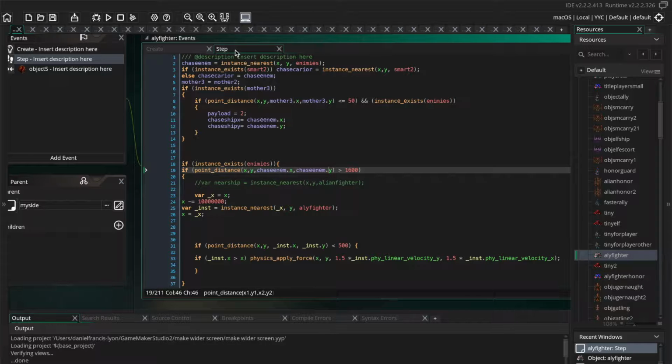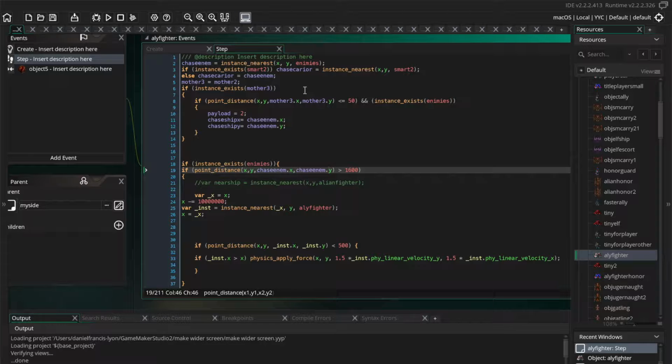And then after, let's see, if instance exists smart2, this is a carrier, an enemy mothership. Basically, smart2 is an enemy mothership. And so if instance exists smart2, chase carrier equals the instance nearest of the enemy mothership. So this is not necessary, but I have both chase and M for chasing the nearest enemy, and I have chase the nearest carrier. Basically, if two enemies are both close by and one of them's a carrier, it's going to favor chasing the carrier.